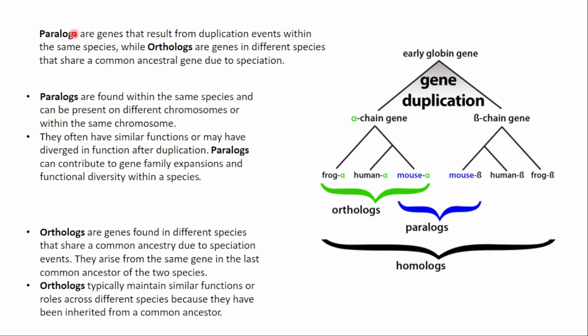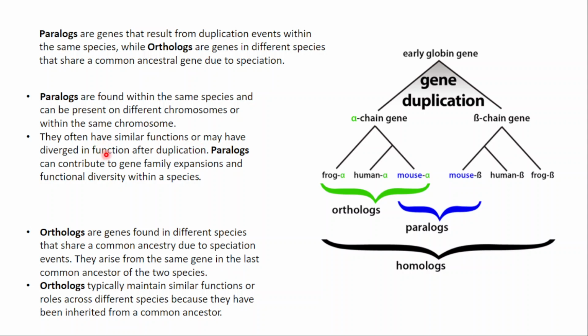So such genes are called paralogs within the same species arising from duplication events, while orthologs are genes in different species that share a common ancestral gene due to speciation. So orthologs are similar genes present in two different species. Paralogs are different genes present in the same species. Paralogs are found within the same species, can be present on different chromosomes or within the same chromosome. They often have similar functions or may have diverged in function after duplication.